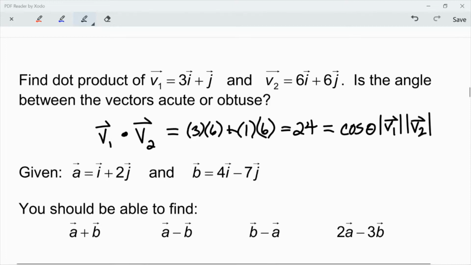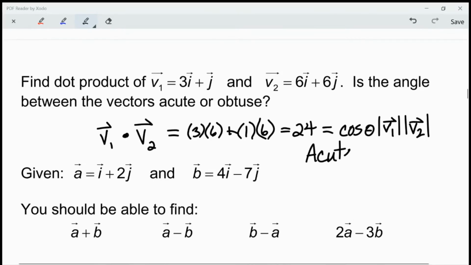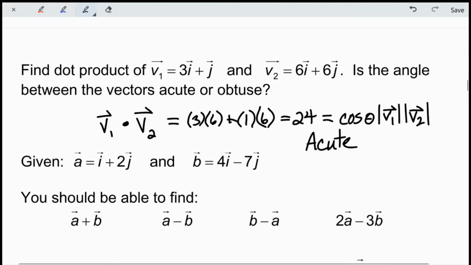Well, they didn't ask us to find the angle. They just said here, is the angle between the vectors acute or obtuse? I got a positive value, so that tells me that the angle is acute. Remember, if you get a negative value, that means that your angle is going to be obtuse. Okay, so now here's an example.